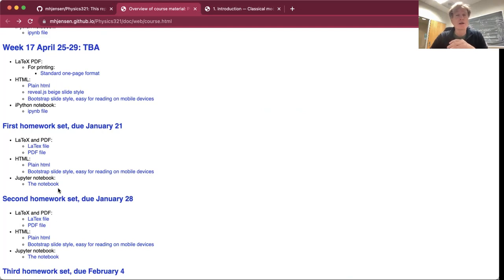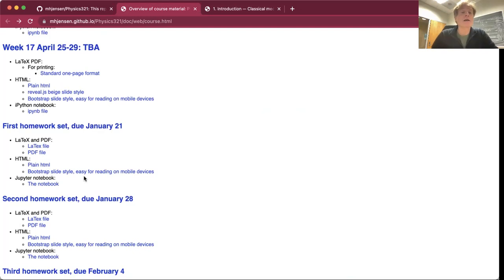For the numerical exercises, and we are going to have numerical exercises every week in order to deepen your insights about the physics and the type of problems which we're going to deal with, you should always hand in a Jupyter notebook.